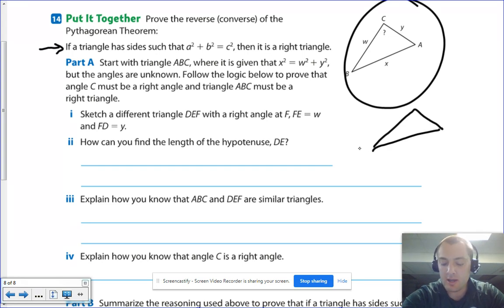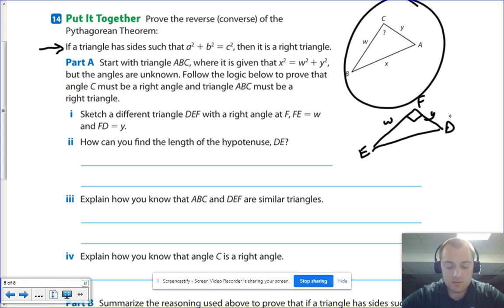So we've got triangle D, E, F, and it says F has to be a right angle. So we know this one's a right triangle. And we also know that W is the same as FE, so this is the same as W. This is the same as Y, those side lengths. So it says, how can you find the length of the hypotenuse for DE?